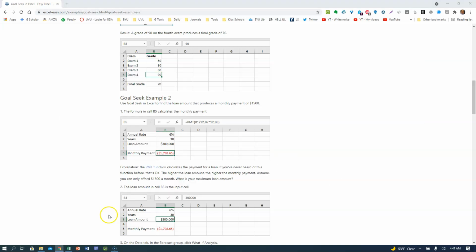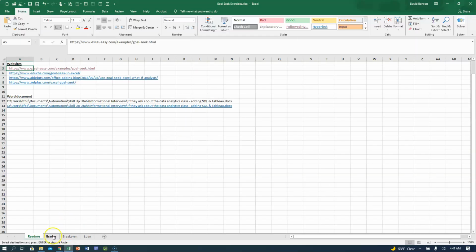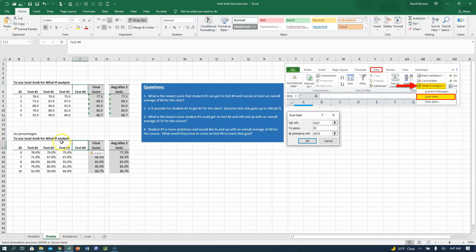In this one, here's student one. They've got 4 tests that they're going to take. They've taken 3 so far. So this is going to calculate their overall final score, and this one is calculating their score thus far, just over the first 3. What we want to do is see if student 1 says, look, I'd like to pull my grade up to an 80. What do I need to get that overall final score to be an 80?